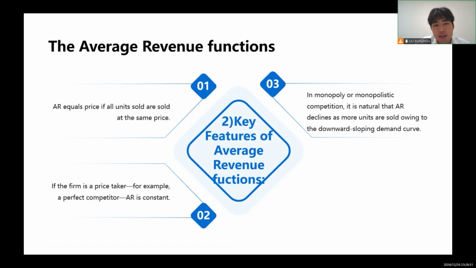And there are some key features of average revenue functions. Number one is AR equals price if all units are sold at the same price. Number two is if the firm is a price taker, for example, in perfect competition, AR is constant. Number three is in monopoly or monopolistic competition, it is natural that AR declines as more units are sold owing to the downward sloping demand curve.